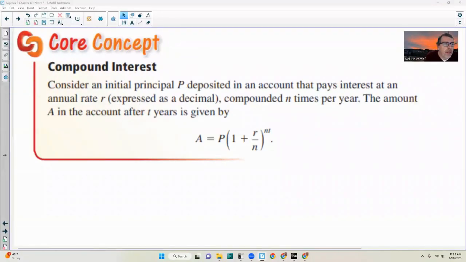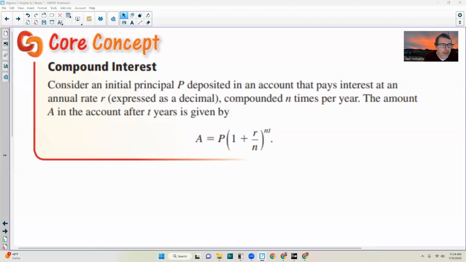Okay, core concept, compound interest. Consider an initial principal P deposited in an account that pays interest at an annual rate R, expressed as a decimal, compounded n times per year. Okay, so n is the number of times per year. So if it was compounded daily, n would be 365, unless it's a leap year. If it were monthly, n would be 12. If it were semi-annually, it'd be 2, or if it'd be annually, it'd be 1. Okay, so number of times per year is n.